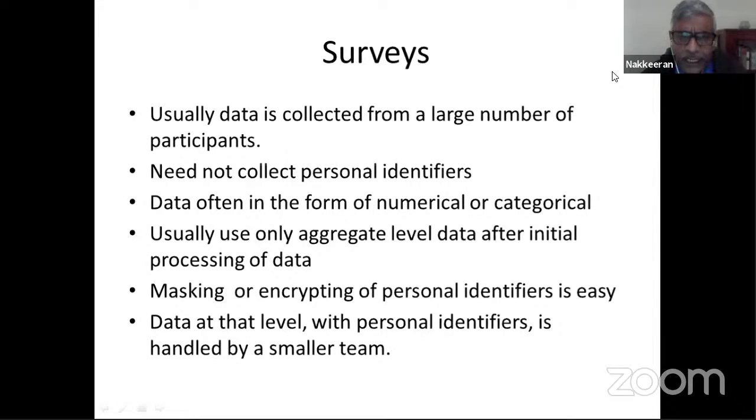And there may not be a need to collect personal identifiers. Data is often in the form of numerical or categorical values. You usually use only aggregate level data after initial processing of data. Therefore, masking or encrypting of personal identifiers is easy. And data at that level with personal identifiers is handled by a smaller team. You don't have to translate, transcribe, or code. Often you collect data from a participant at an individual level, in an individual situation, not in a group situation. Therefore, the data is not revealed to a large number of people outside the researcher per se. And therefore anonymization becomes easier. Of course, it introduces a lot of substantive issues of ethics here. I'm not denying that.